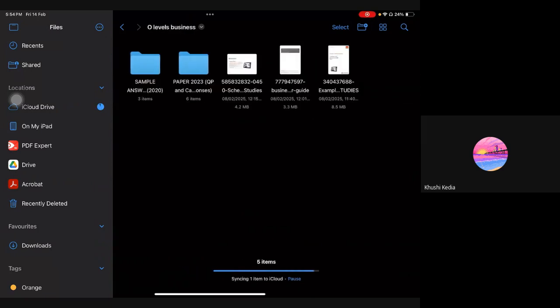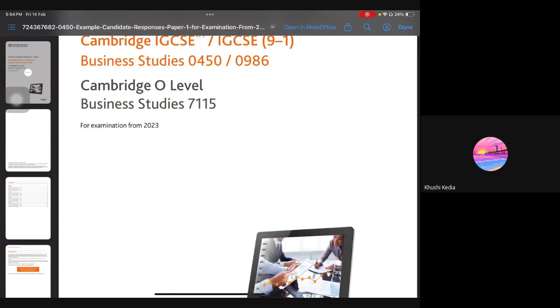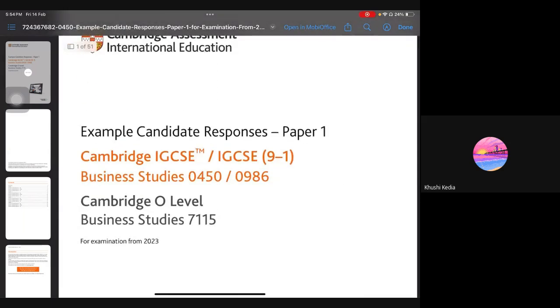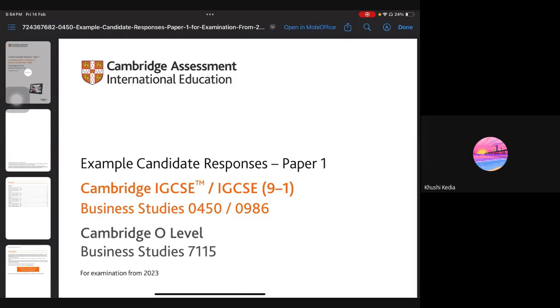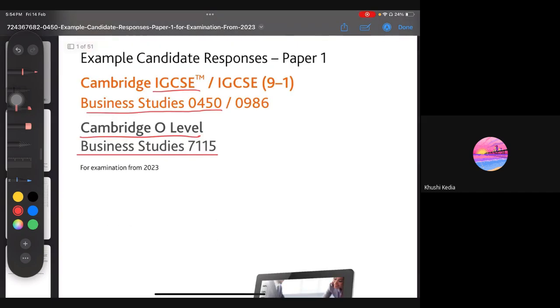I have one more question, sir. Are the assessment objectives of both IGCSE and O levels the same? If you see this, this is the example candidate response. What he has written here is business 0450 IGCSE and Cambridge O levels business 7115. So the same example candidate response can be used for understanding absolutely the same things, because the syllabus is absolutely the same. Everything is the same, right? Why is it different? Like why?